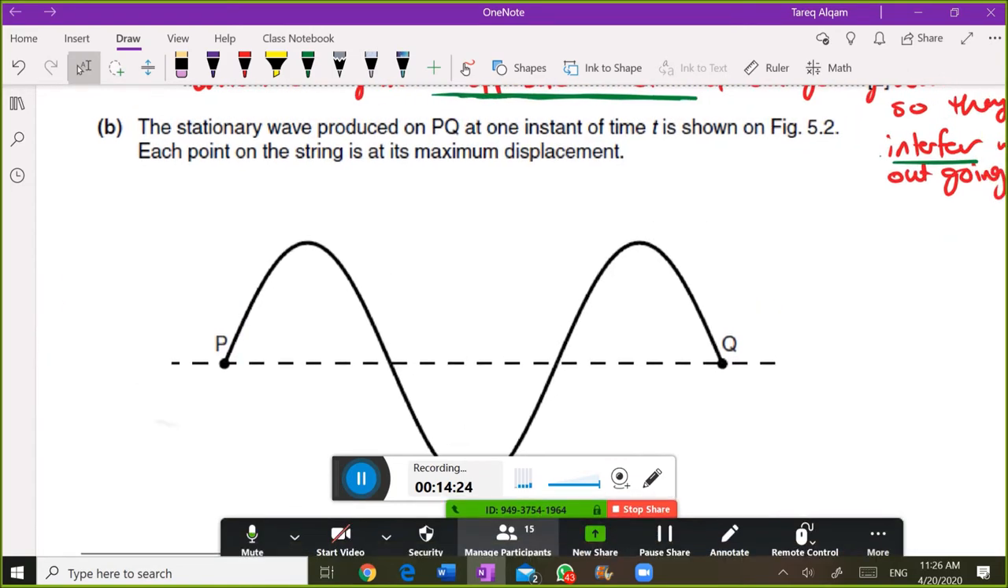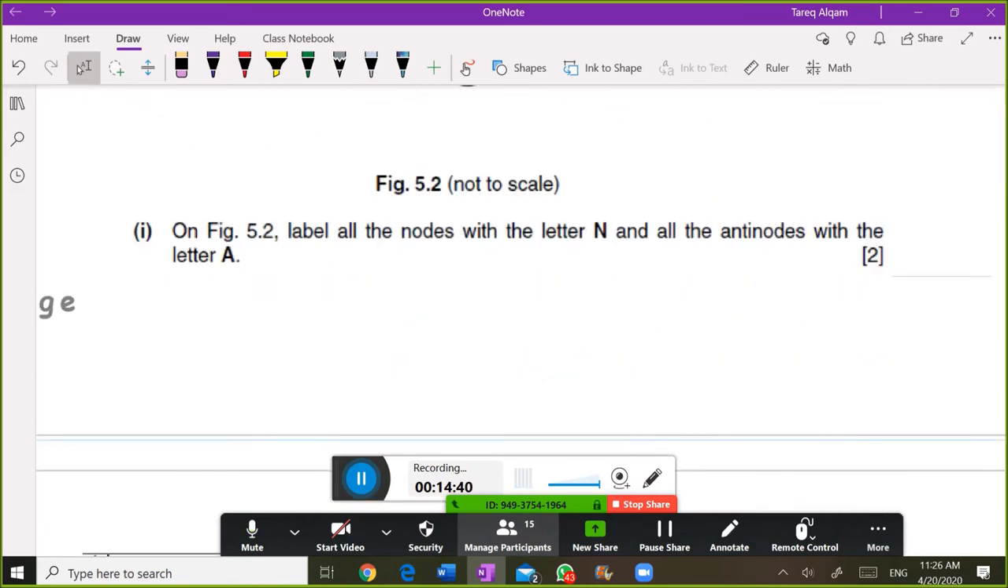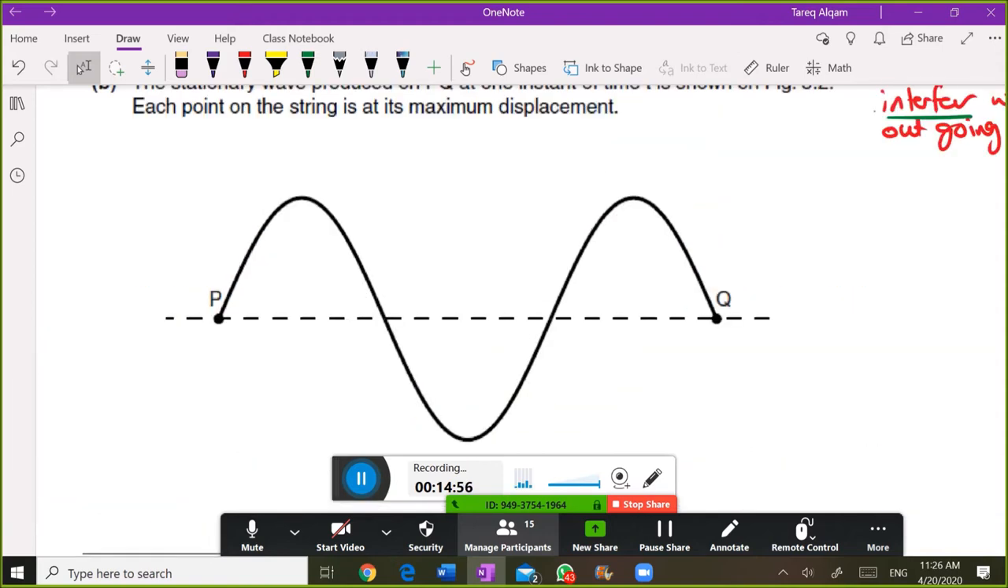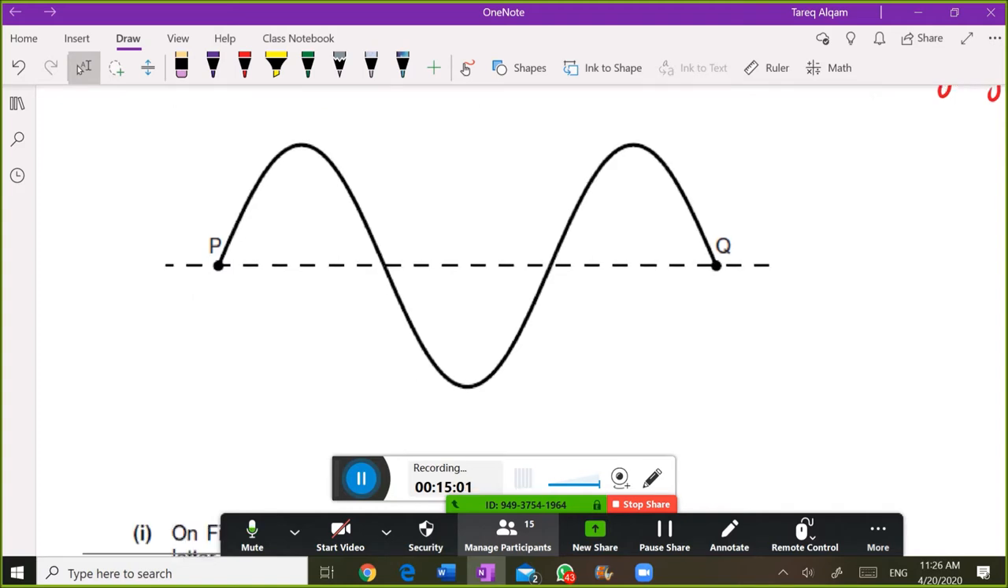Now, a stationary wave produced on PQ at one instant of time t is shown on figure 5.2. Each point on the string is at its maximum displacement. On figure 5.2, label all the nodes with letter N and all antinodes with letter A. Actually, guys, this looks like a progressive wave, but it is not progressive. It is a standing wave, because the question says it is a standing wave.